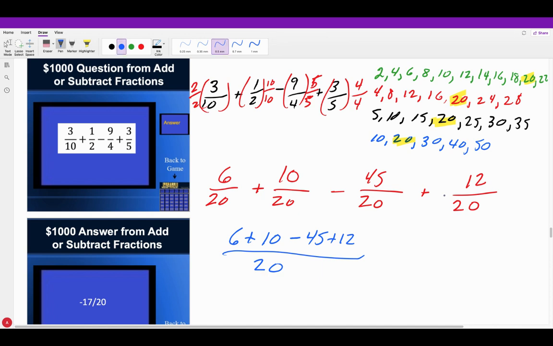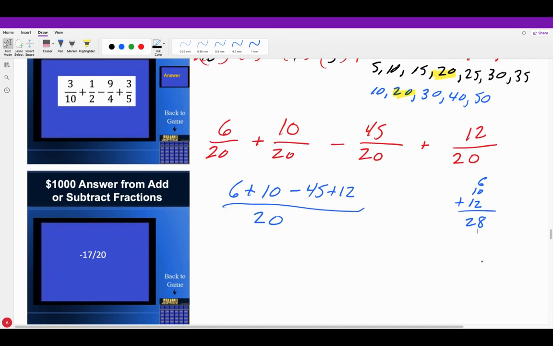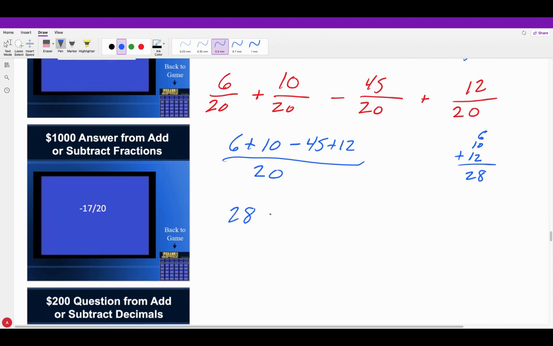And now I'm going to rearrange these. I'm going to add all of my positive numbers first, just to get rid of the multiple positives. So I'm going to add these together. 6 plus 10 gives me 16, plus 12 gives me 28. So now I'm left with 28 minus 45 over top of 20.